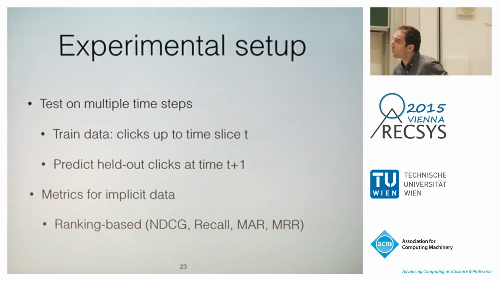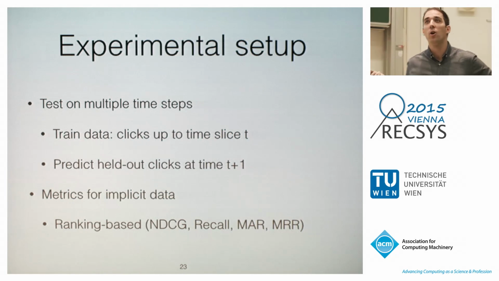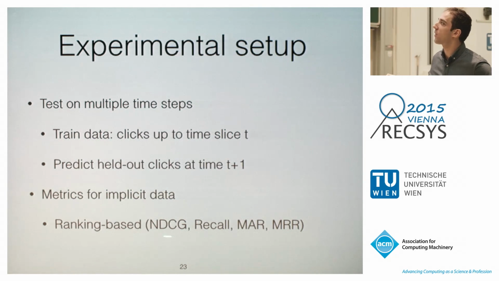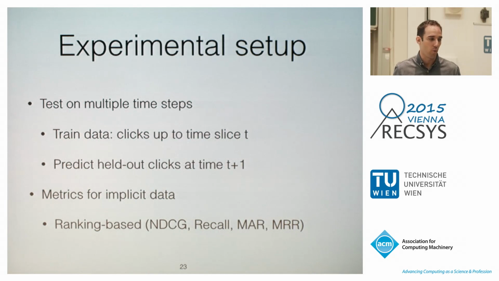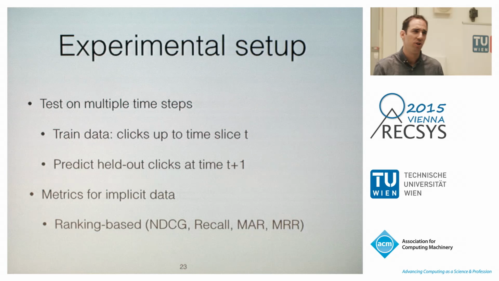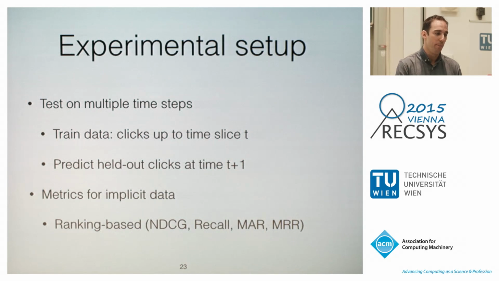The model is suitable for explicit and implicit data. In the study though, we restrict ourselves to implicit data, and so we look at ranking-based measures such as NDCG, recall, mean average rank, and mean reciprocal rank. I won't go into too much detail because these are fairly standard. Details are in the paper.